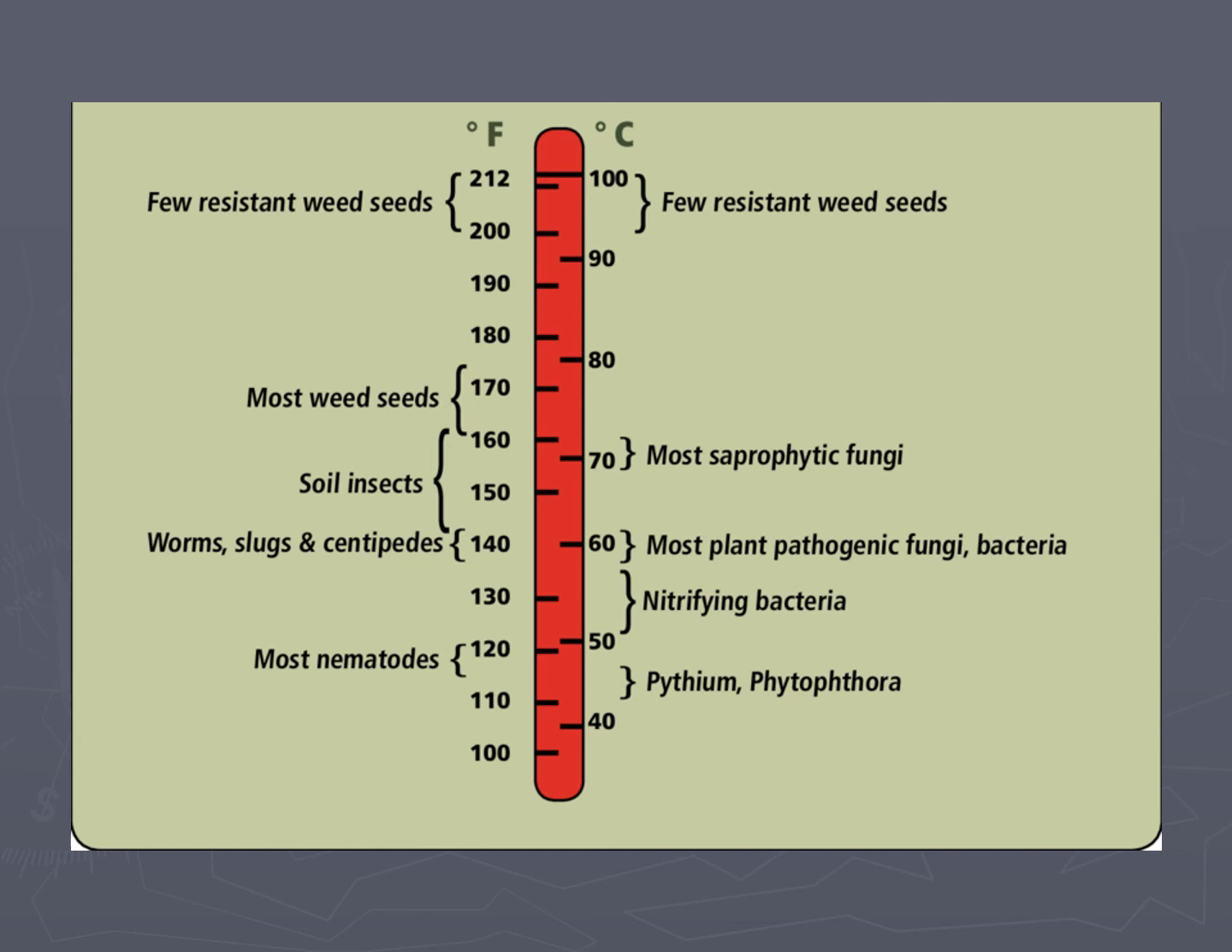Most plant pathogenic fungi and bacteria, worms, slugs, and centipedes, they're going to be killed when you get the temperature up to 140 degrees Fahrenheit. Most of the insects in the soil are going to be killed when you get the temperature up to about 160 degrees Fahrenheit. And then the weed seeds are more problematic. Most weed seeds are going to be killed at temperatures of around 170, 175 degrees Fahrenheit. But there are a few resistant weed seeds that are not going to be killed until you get the temperature up to 212 degrees Fahrenheit.